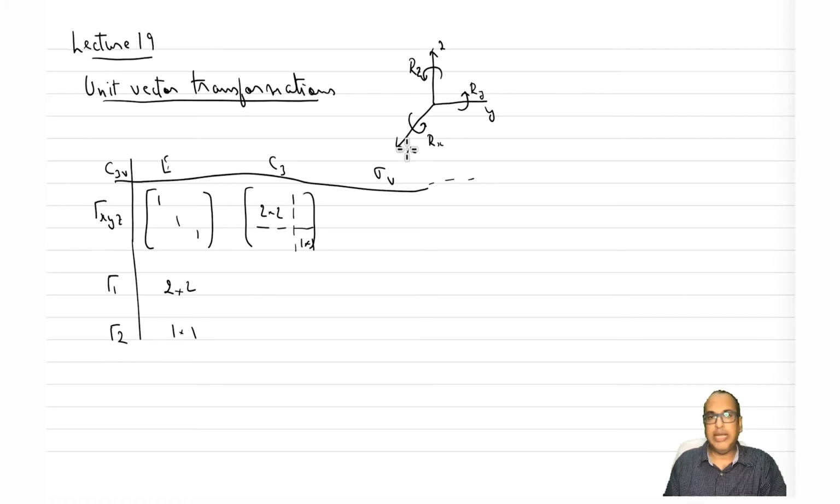Now, although it is easy to visualize the effect of operations onto x, y, and z, the effect of operations onto Rx, Ry, Rz is not as trivial as x, y, z. So let us see certain thumb rules which actually help you to see the effect of operations onto Rx, Ry, Rz. So, thumb rules for unit vector transformations.